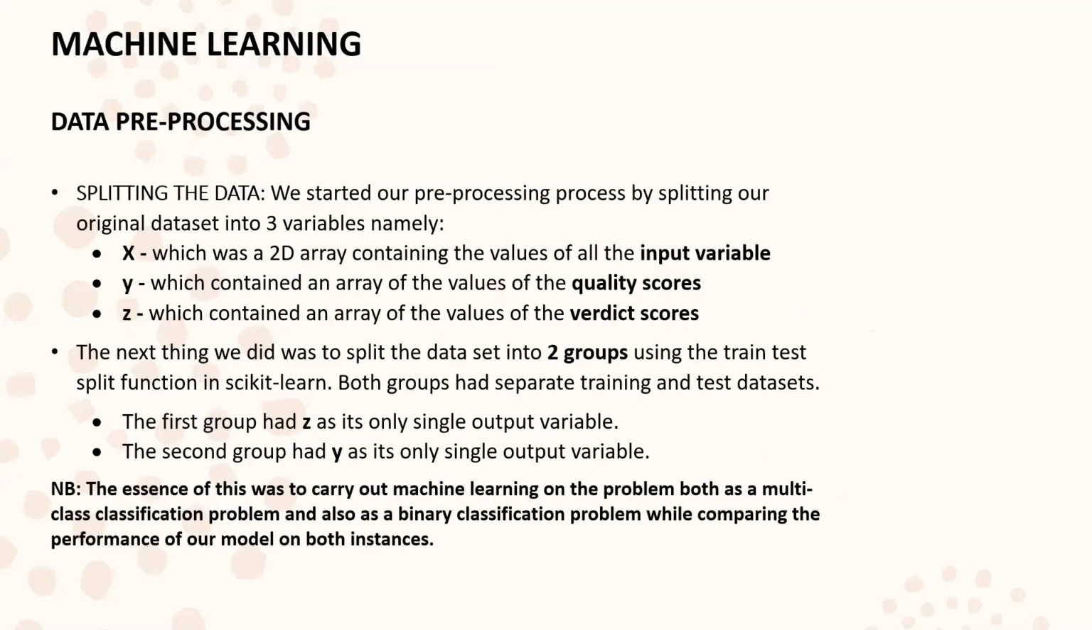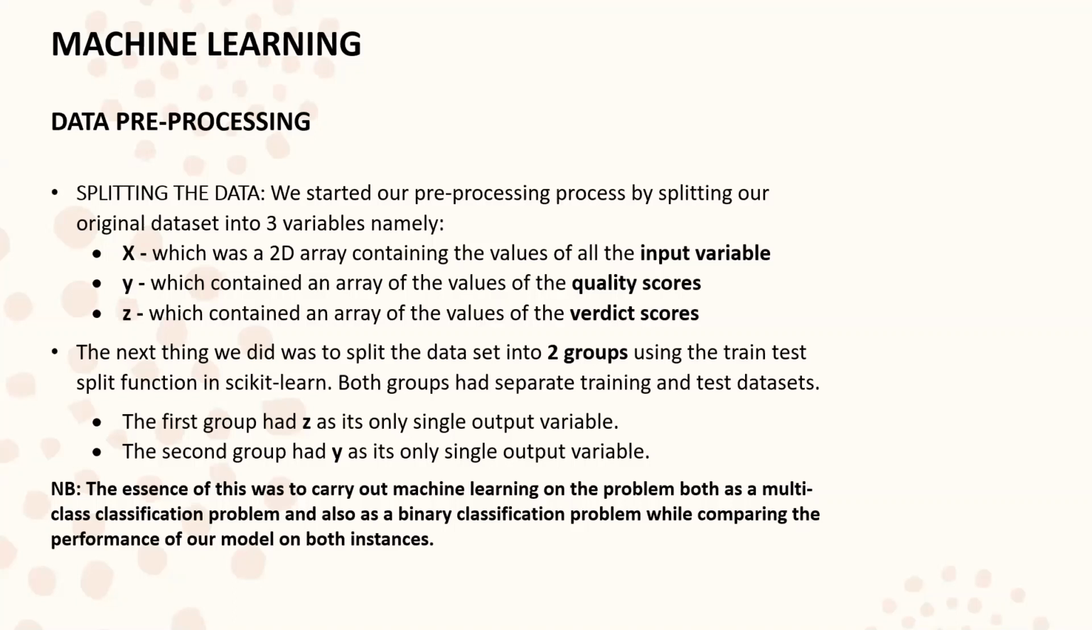So the third stage was machine learning, building models. We started out with data processing, in which we split the data sets into three variables, X, Y, and Z. X contained all the values of the input variables. Then we gave Y the values contained in the quality column, the quality output variable, and Z was for the verdict output variable.